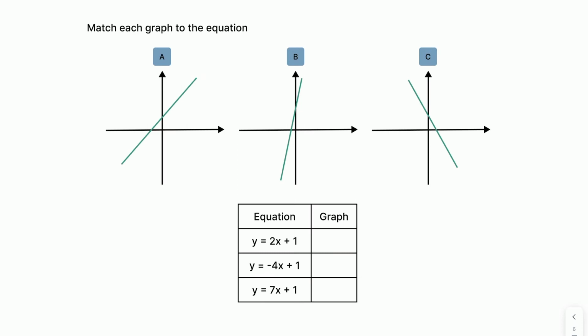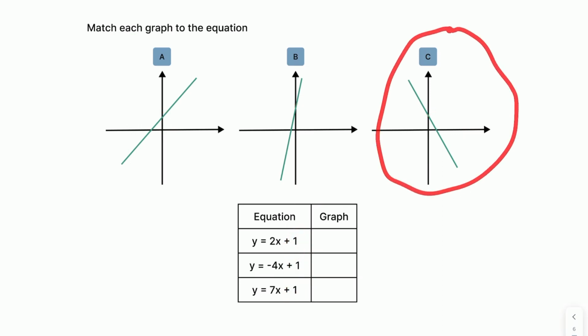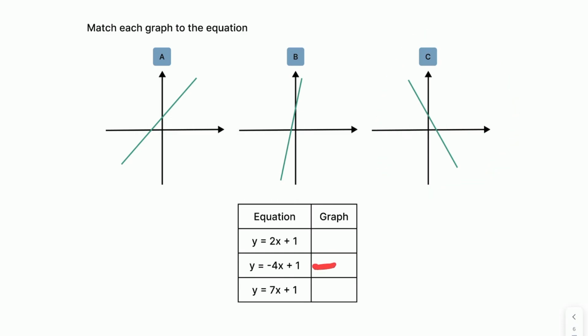Now the intercepts are all the same, if you notice that. 1, 1, 1. So we know that they're all crossing through the same point. That's fine. What's different? Well, I can see immediately this one is different to the other two. How is it different? It's got a negative gradient. So do any of these have a negative gradient? Yes, it does. This one does. So immediately I've answered C.